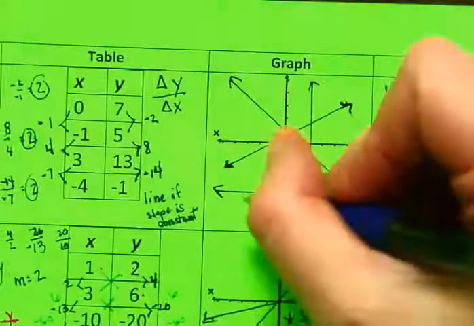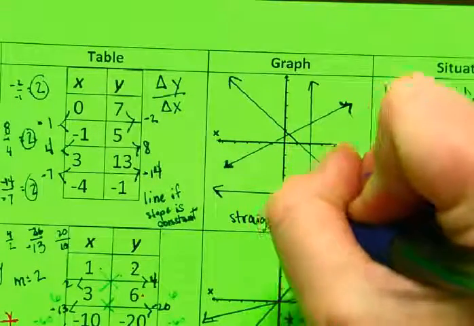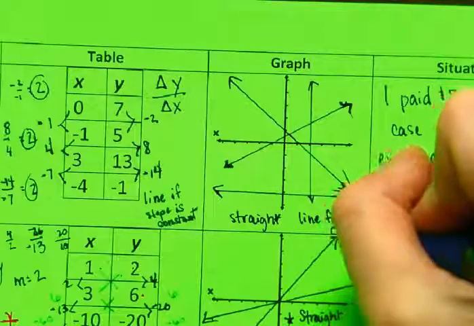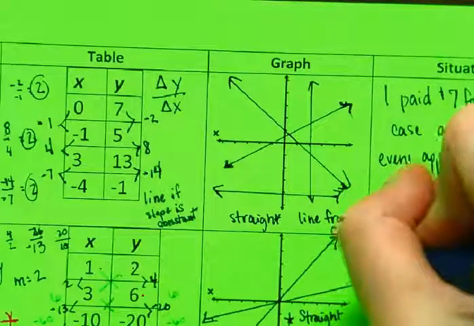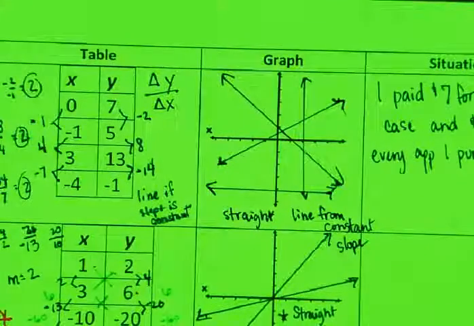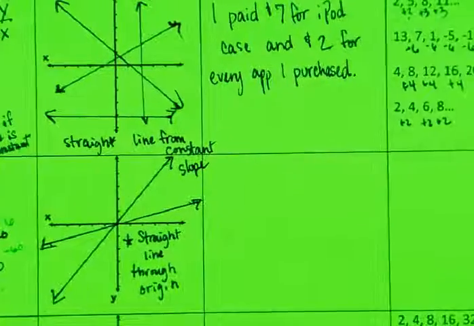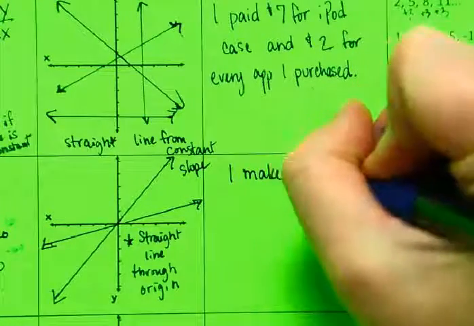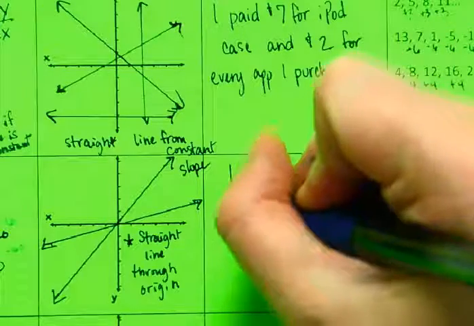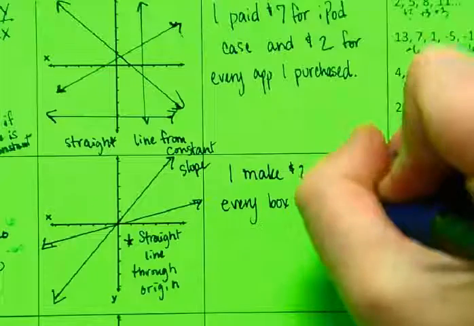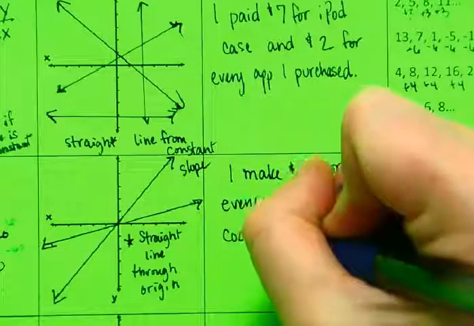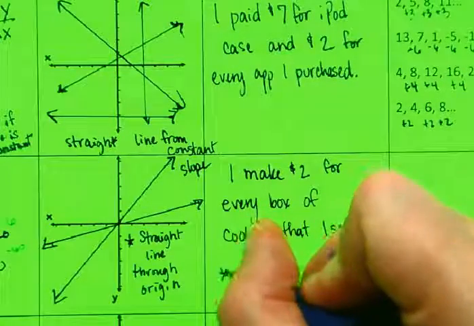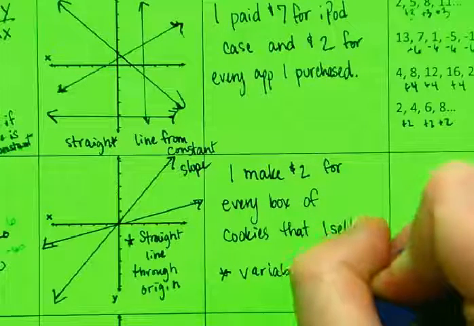For a linear relationship, it's just a straight line. And that straight line for both of these comes from the constant slope. Now, an example of a situation that's proportional is I make $2 for every box of cookies that I sell. The variables are going to move in the same direction, and there's nothing being added or subtracted.